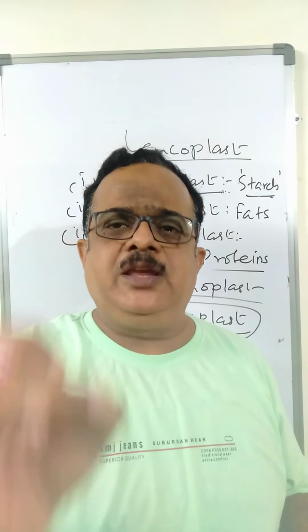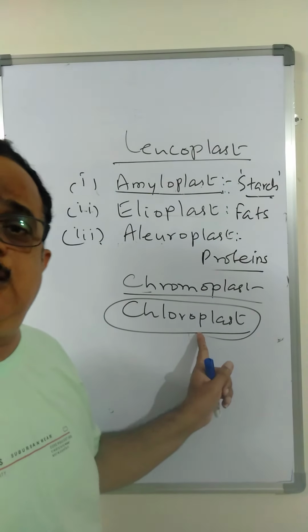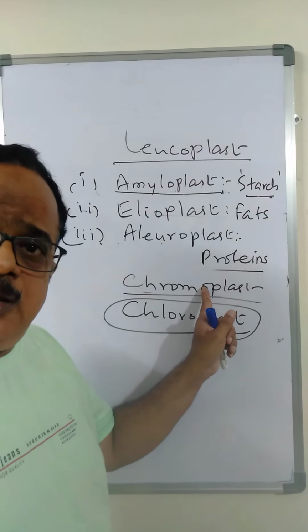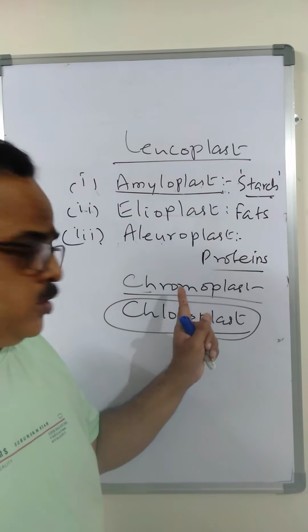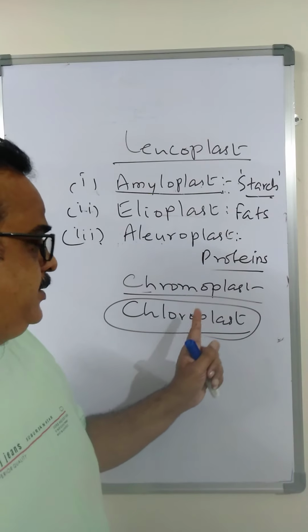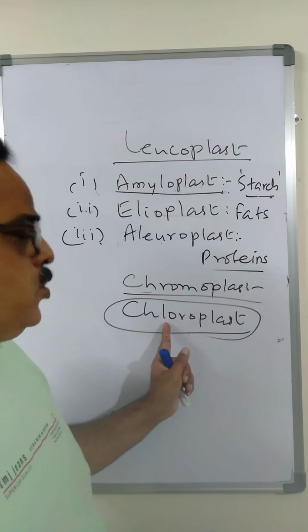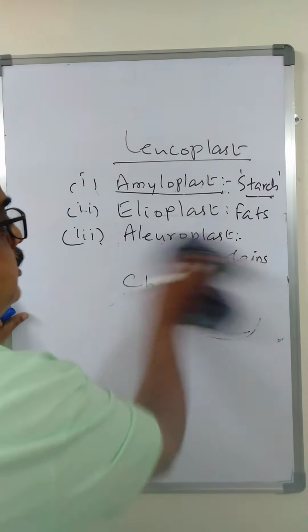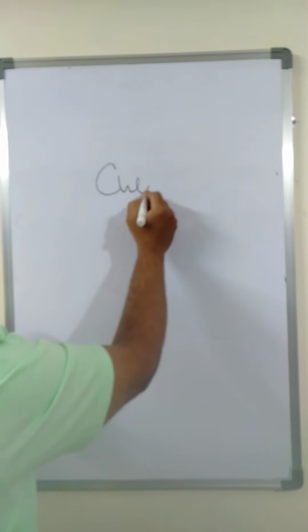This is a very important cell organelle, and now we have to discuss it. This is very clear: except green, you have different types of colors, that's why we named it chromoplast. And a special green colored plastid is known as chloroplast. Now come to the detailed structure of chloroplast.